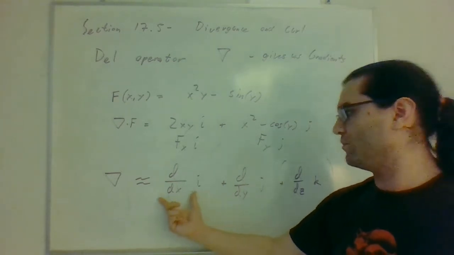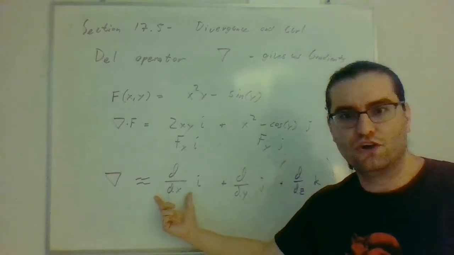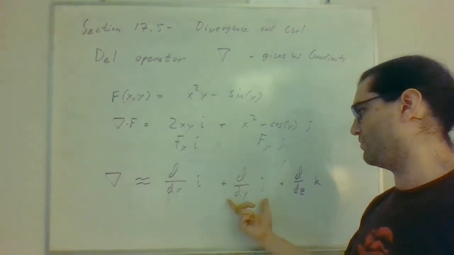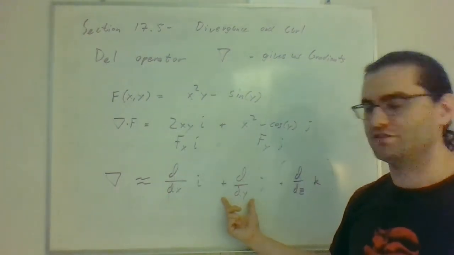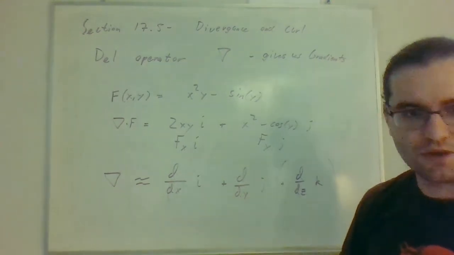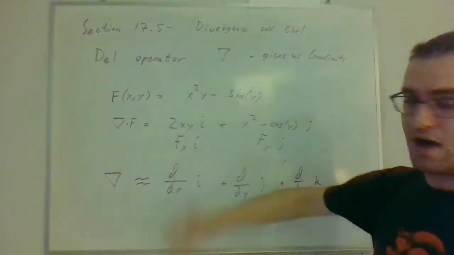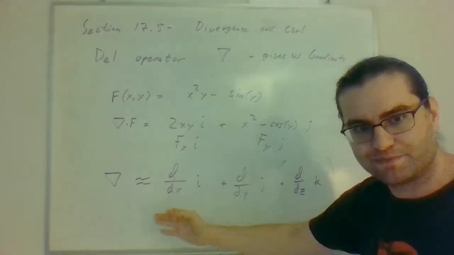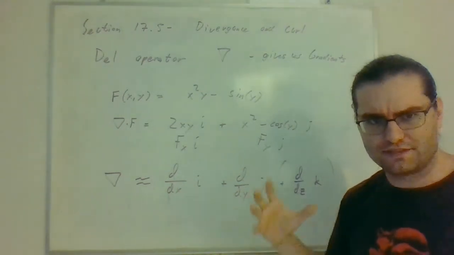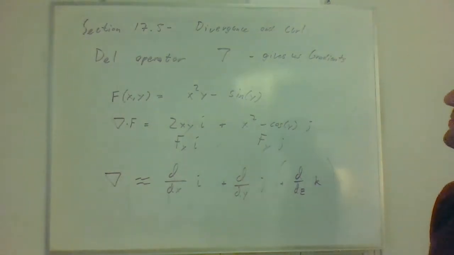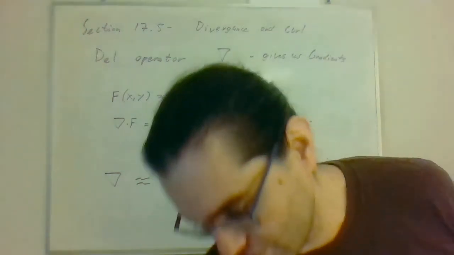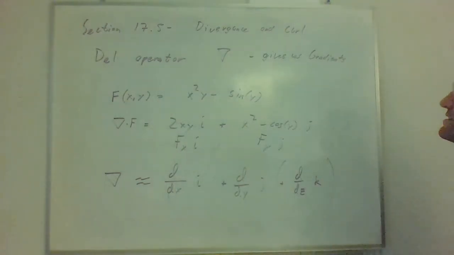The i component of this vector is the operation to take a derivative with respect to x. And the j component of this vector is the operation to take a derivative with respect to y. So that's why this is called the del operator, because it's an action, it's a process, more than it is an object. But yeah, that's what del means. That's the del operator. And that's divergence and curl.